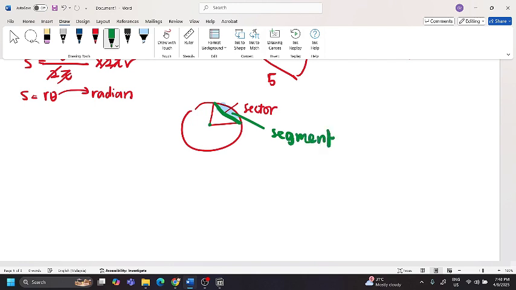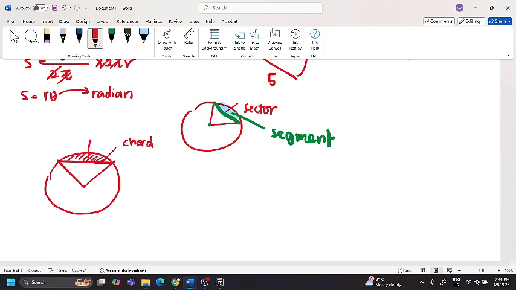Usually they will draw it like this. They'll have something like this. And okay, they will draw one sector first. This is a sector. And then they draw one line from here to here, which is known as the chord. So here will be the segment. The whole thing is a sector.